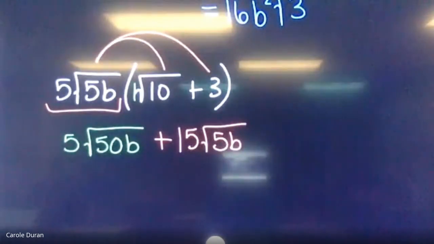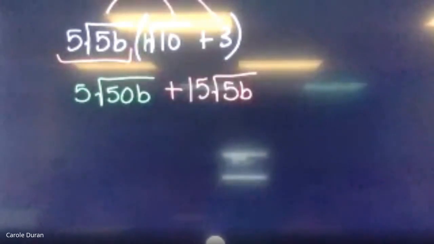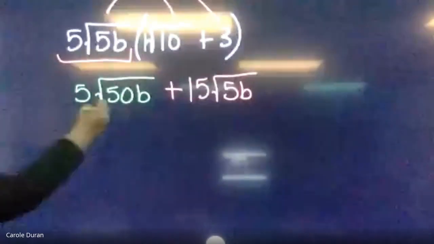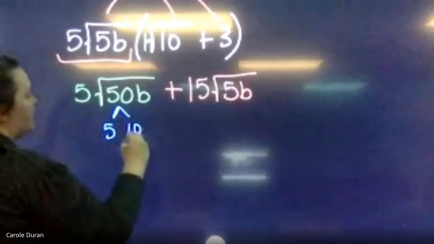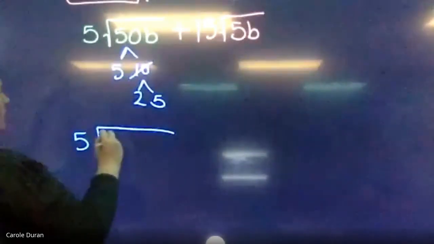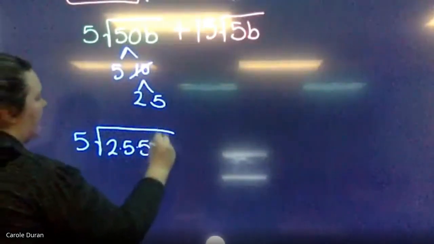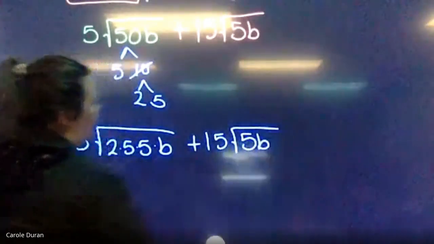So we'll factor tree, we'll break the variables down, and we're going to look for groups of 2 identical terms. We're going to start with the 50. What does 50 break down into? 5 and 10. 10 breaks down into 2 and 5. 5 is prime, so it's not going to break down at all, and each of my b's are singular, so I can't do anything with those. So I'm just going to rewrite this as 5 times 2 times 5 times 5 times b plus 15 times the square root of 5b, sorry.